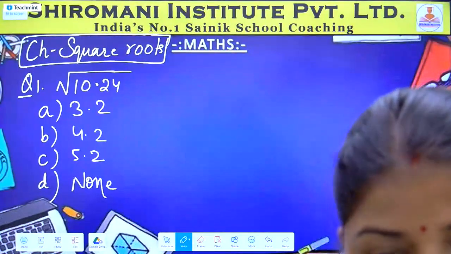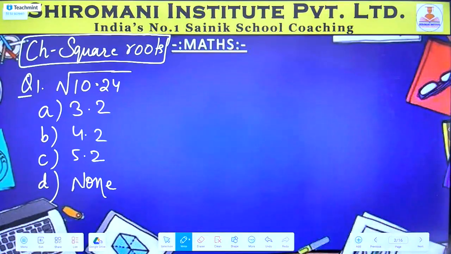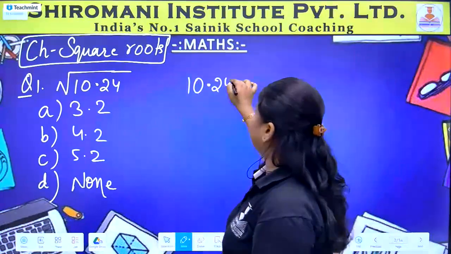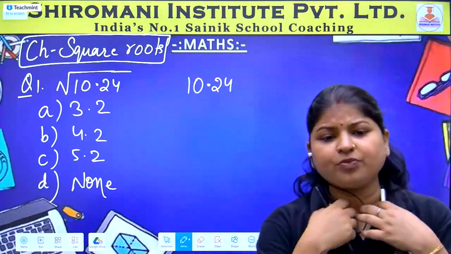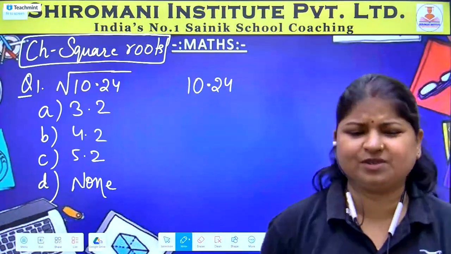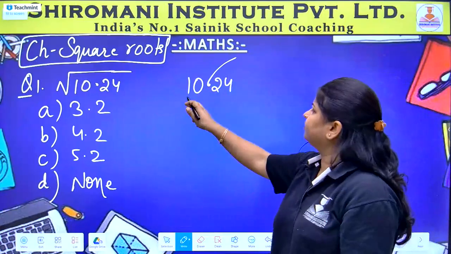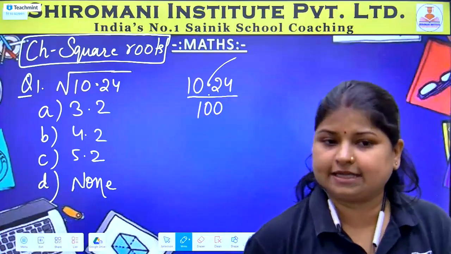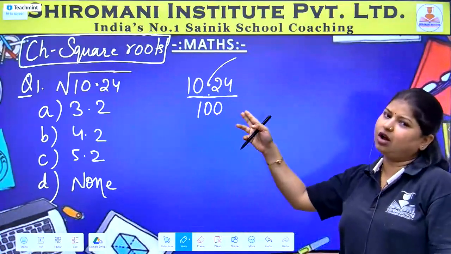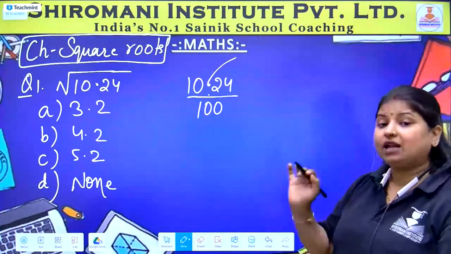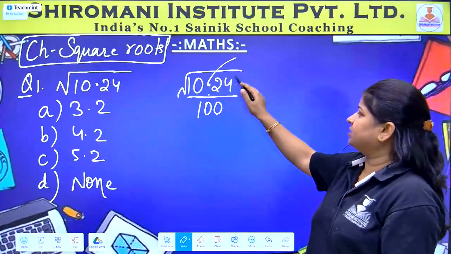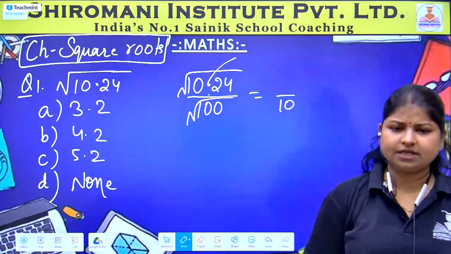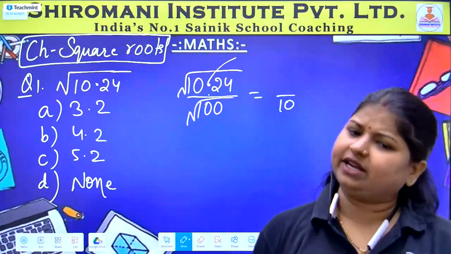Okay, let's see and let's learn. See, I have 10.24, right? I have to take out the square root of 10.24. Just forget the point. Remove the point. So I will get 100 in the denominator because after the point I have 2 digits. Now calculate the square root of 1024 and this 100. Square root of 100 I know it's 10. 10 into 10 is 100.